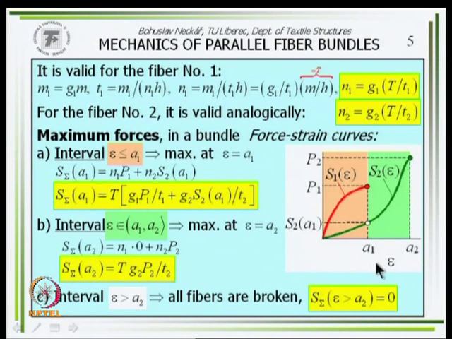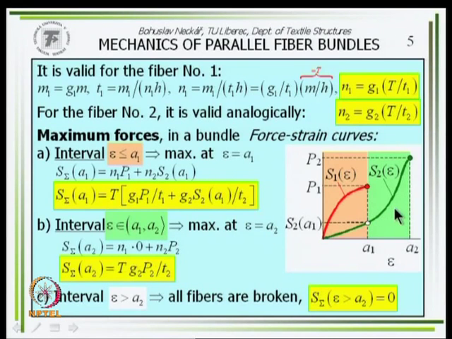Now let's solve the second interval from A1 to A2. How is it here? If epsilon is higher than A1, evidently all red fibers are broken. Only green fibers are working. Nevertheless, with increasing epsilon, the force in each green fiber is increasing too, and the maximum of force in each green fiber is in the point epsilon equal A2. Clear. Well, so how is the total force in this moment epsilon equal A2 in our bundle?